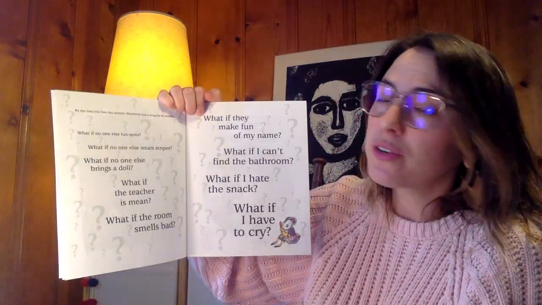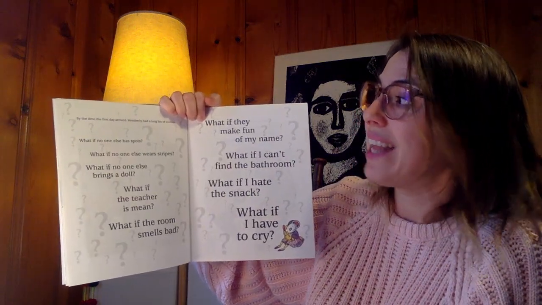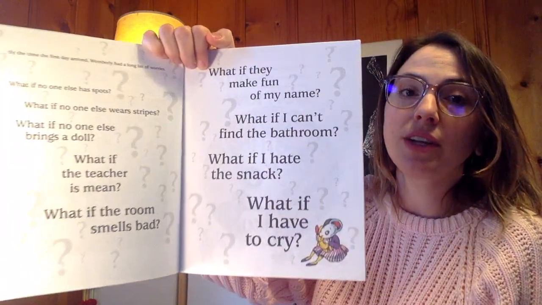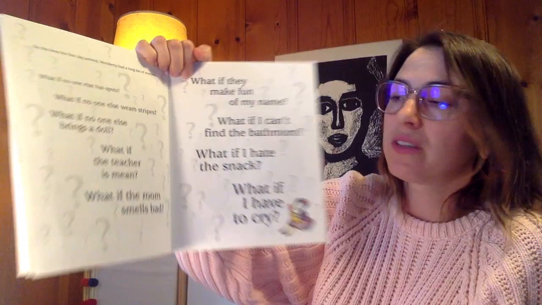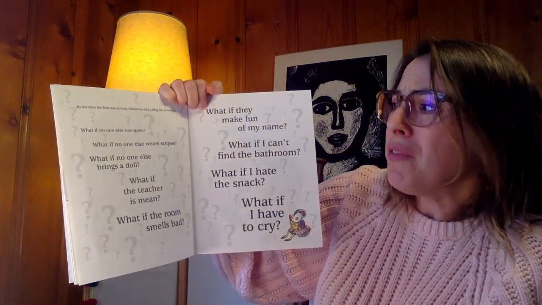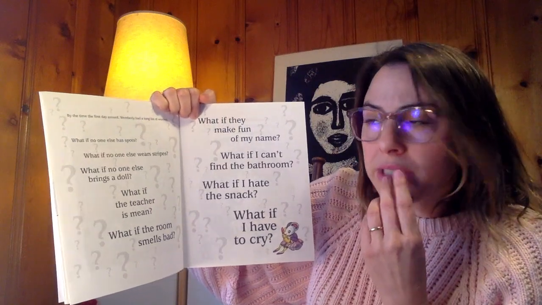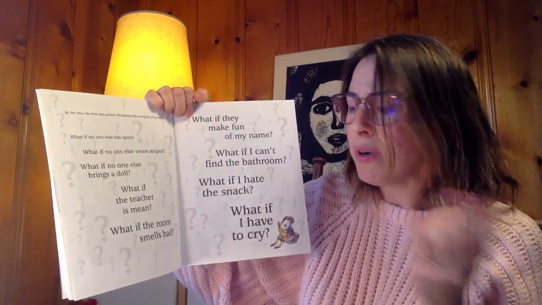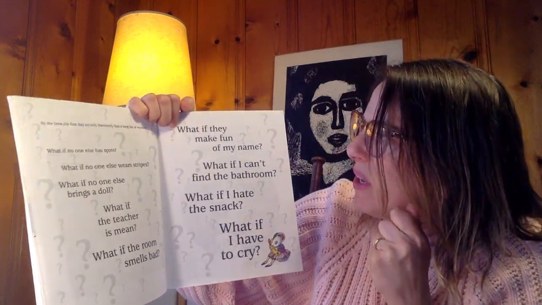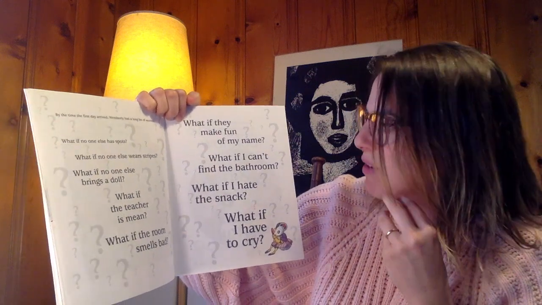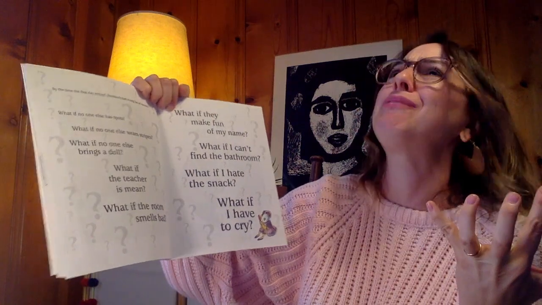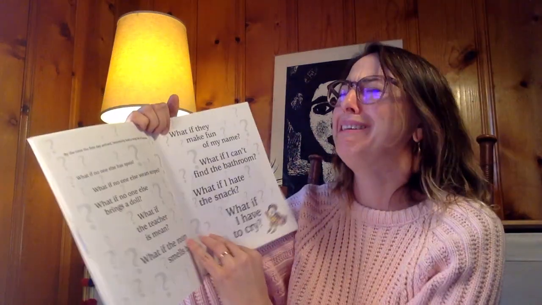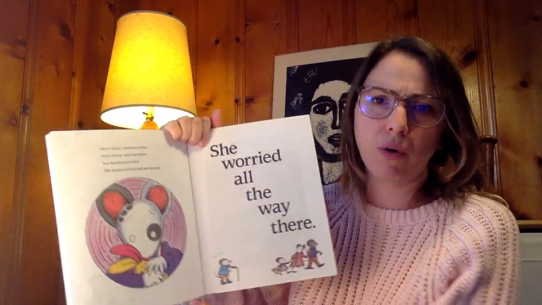By the time the first day arrived, Wemberley had a long list of worries. Look at that list, you guys. She had a long list of worries. What if no one else has spots? What if no one else wears stripes? What if no one else brings a doll? What if the teacher's mean? What if the room smells bad? What if they make fun of my name? What if I can't find the bathroom? What if I hate the snack? What if I have to cry? She has so many worries.